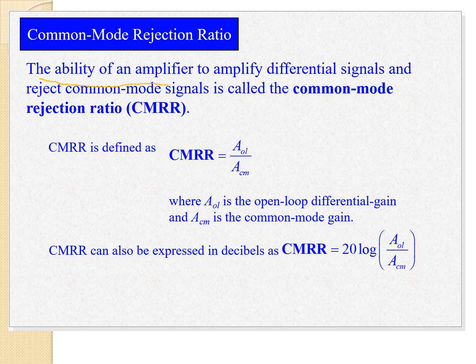The ability of an amplifier to amplify differential signals and reject common mode signals is called the common mode rejection ratio, CMRR. CMRR can be defined as CMRR equal to AOL over ACM, where AOL is the open loop differential gain and ACM is the common mode gain. CMRR can also be expressed in decibels as CMRR equal to 20 log AOL over ACM.